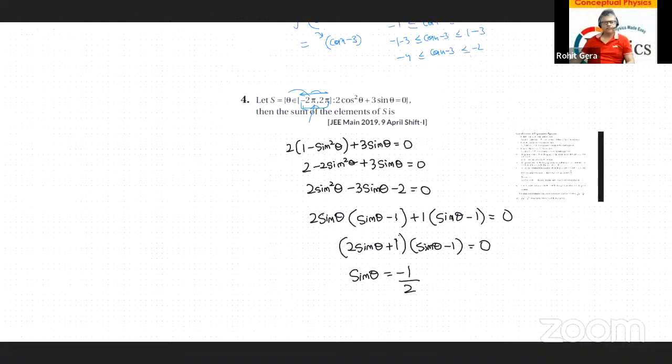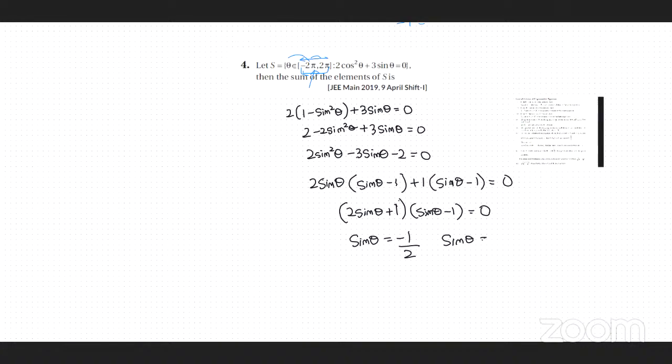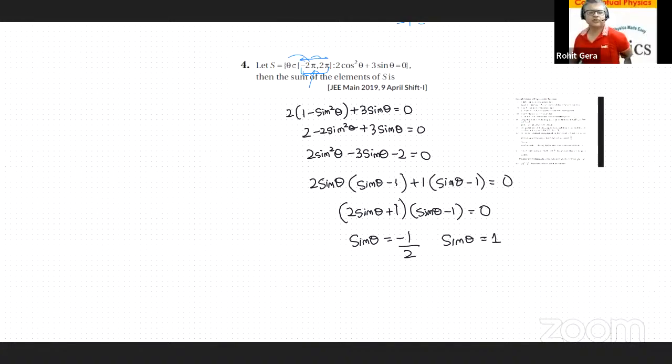Okay. And sin theta is equal to 1. Okay, so theta, look at the values of theta where it repeats itself, right? So two roots you're getting, two solutions. Minus 1 by 2 you are doing. Yes, two are coming, one is coming in the third quadrant.